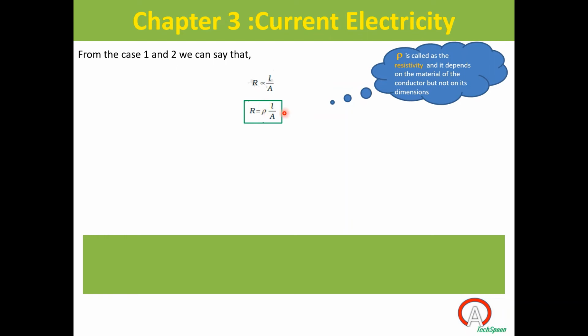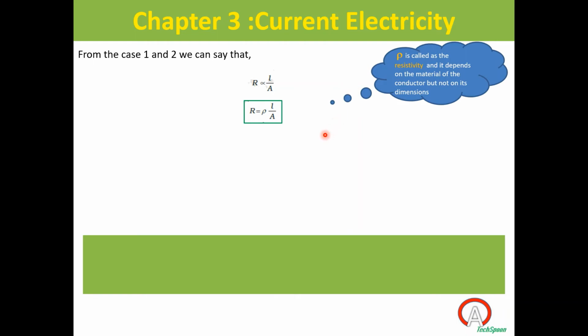Should we write that? Yes, you have to write down. The rho is called the resistivity of the conductor. It's a continuation of case 1 and case 2. From case 1 and case 2, we can say that, write down this proportionality relation, then change that proportionality relation to an equal symbol using a constant. This constant rho is called the resistivity of the conductor, full stop.